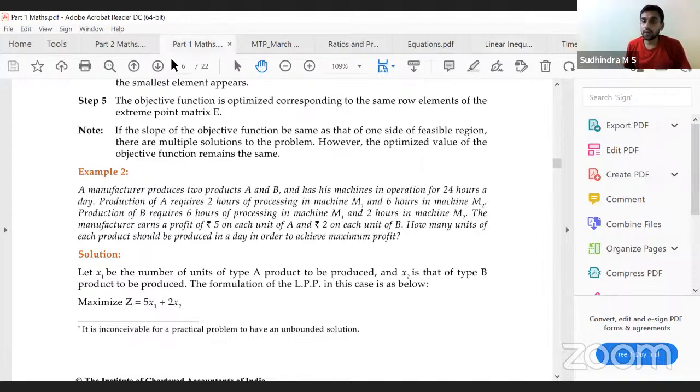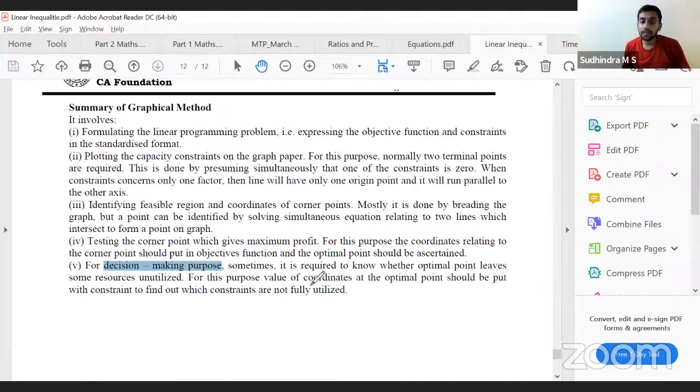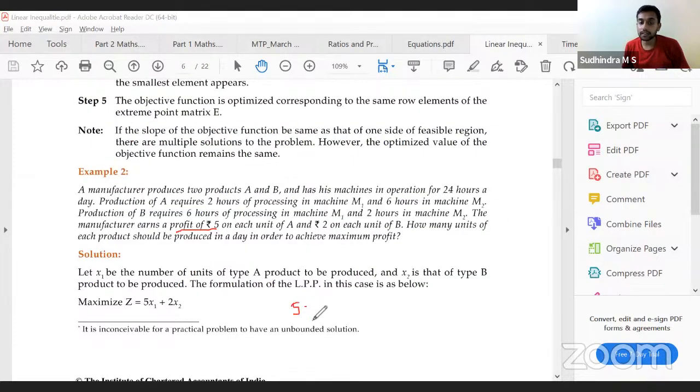So what are the profits that he gets? For product A, he gets 5x, for product B, he gets 2 rupees. So can I say 5x1 plus 2x2 are the profits that he'll get? Correct? Now, what are the inequalities that we can have here?